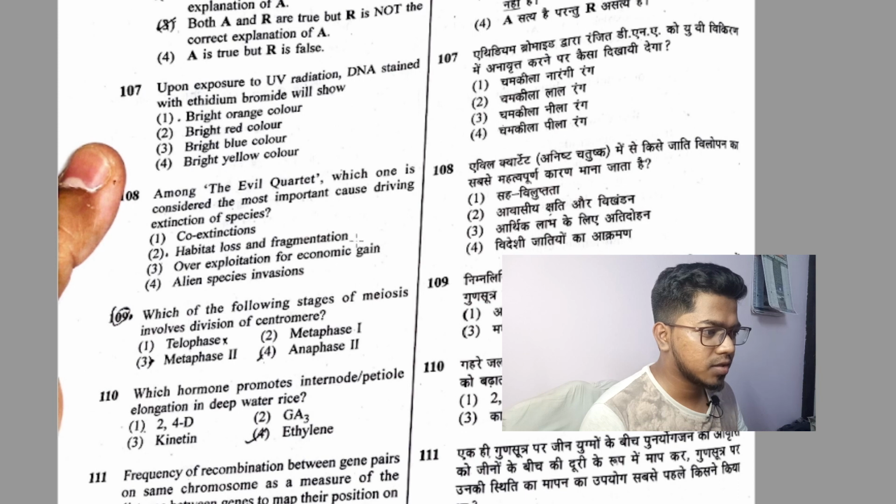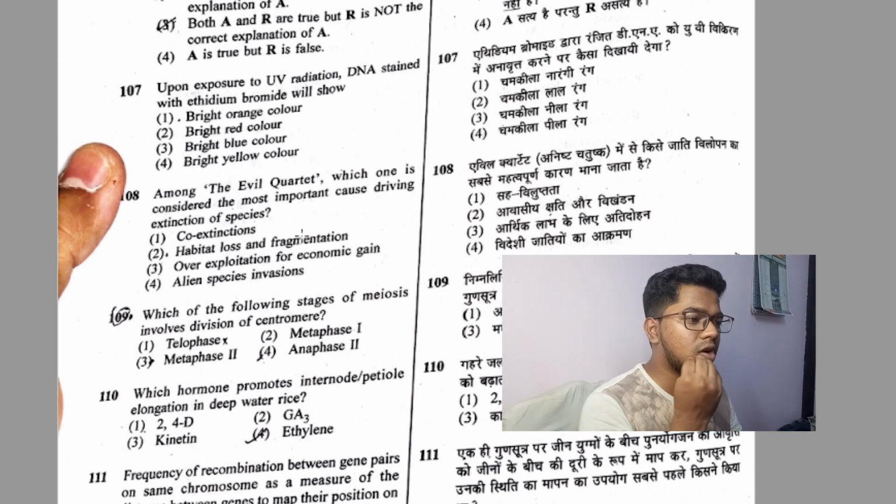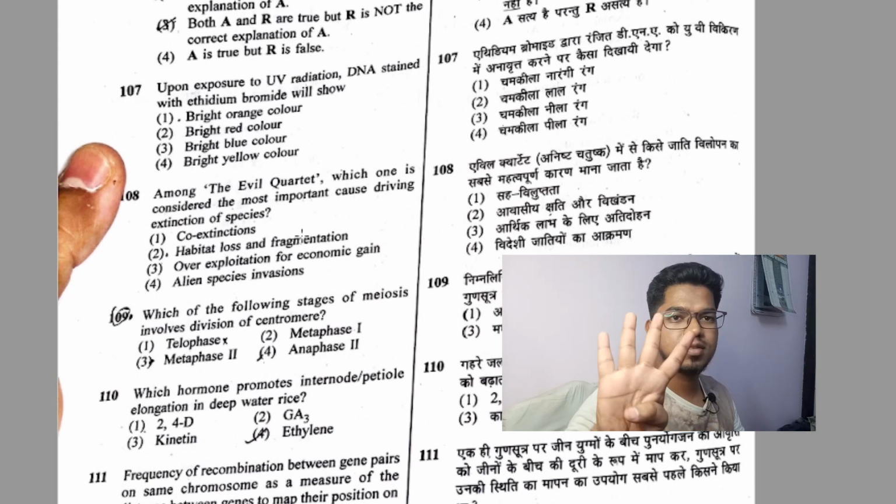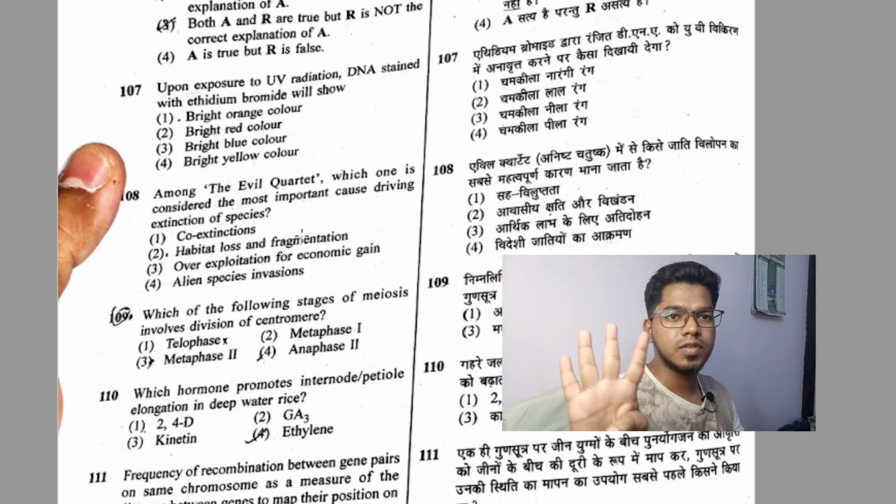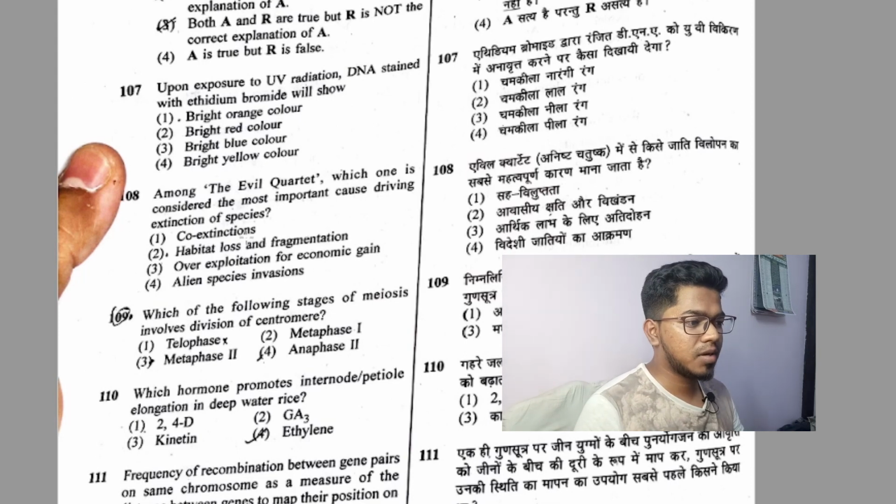Habitat loss and fragmentation. Basically, what humans have done has led to the extinction of species. So habitat loss and fragmentation, I think, is the answer. Please comment down below what you think is the answer to this.